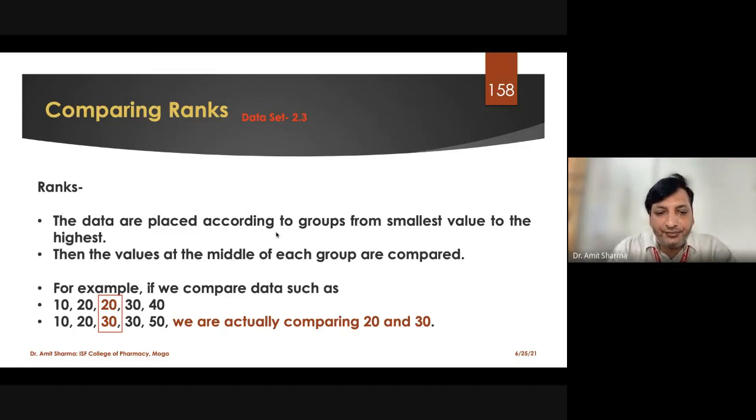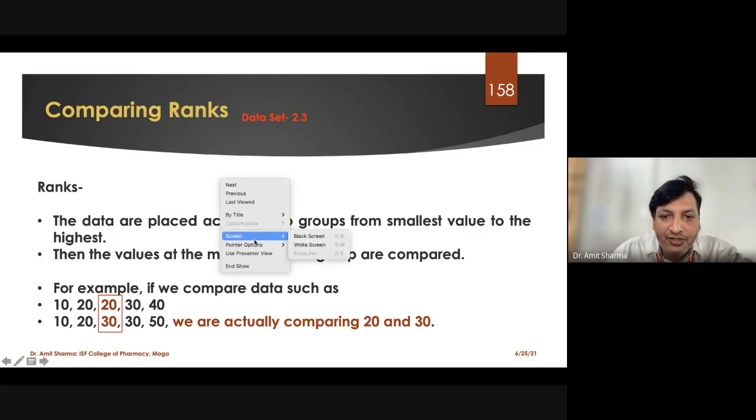Now, whenever we are comparing medians, or applying a Mann-Whitney U test or a Kruskal-Wallis test, what are we actually comparing? Whenever we applied a student t-test, independent, or ANOVA, we were comparing means. But in the case of non-parametric tests, we are comparing ranks. Now, what do ranks mean here? Ranks are the data placed according to the groups from the smallest value to the highest value. Whatever data is given by the examiner, you have to arrange it from lower order to higher order, in ascending order.